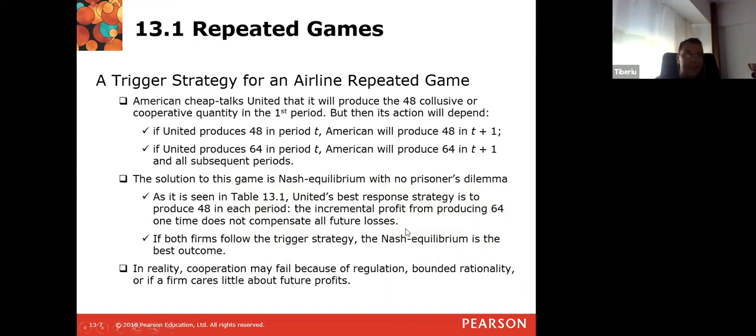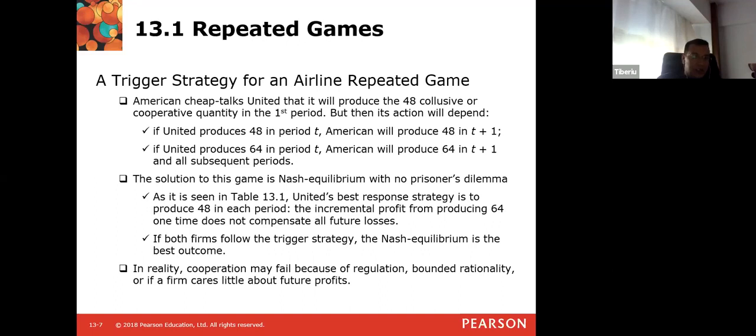A trigger strategy for an airline repeated game. American tells United that it will produce the 48 collusive or cooperative quantity in the first period, but what it does afterwards will depend. If United produced 48 in period T, American will produce 48 in T plus 1. If United produced 64 in period T, American will produce 64 in T plus 1 and all subsequent periods.